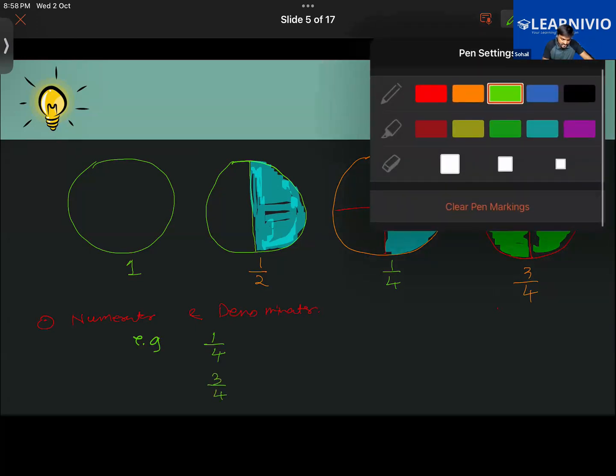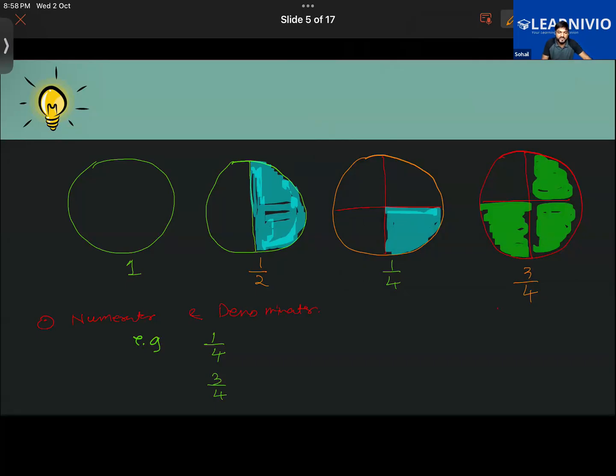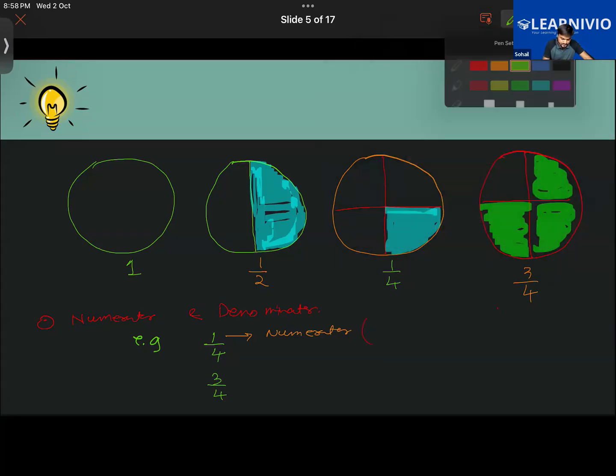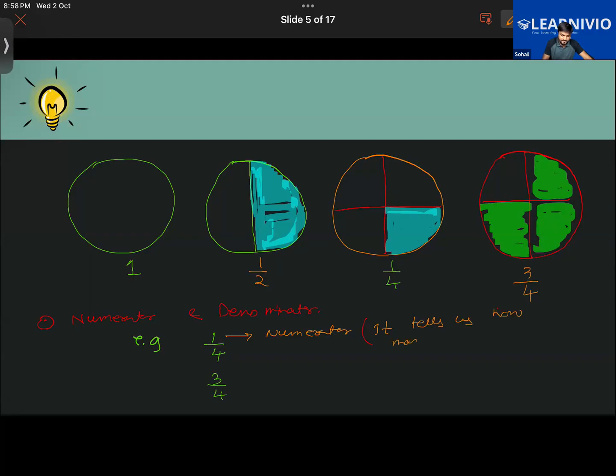The number like 1 here is the numerator, and it tells us how many of the equal parts have been taken. Like there are 2 equal parts. So how many of them have been taken or shaded here? It's 1 only. So that is the numerator, and in brackets we are going to write that it tells us how many of the equal parts have been taken.